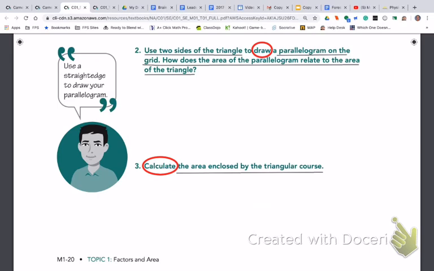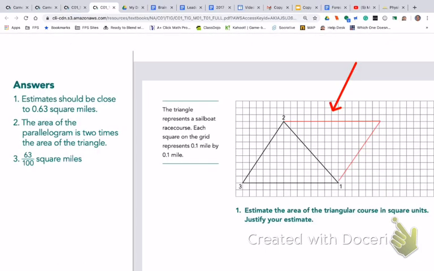Please answer number 2 and number 3 with your group. For number 2, here is an example of how you can draw a parallelogram on the grid. The area of the parallelogram is going to be 2 times the area of the triangle. And for number 3, the area enclosed by the triangular course is going to be 63 hundredths square miles.